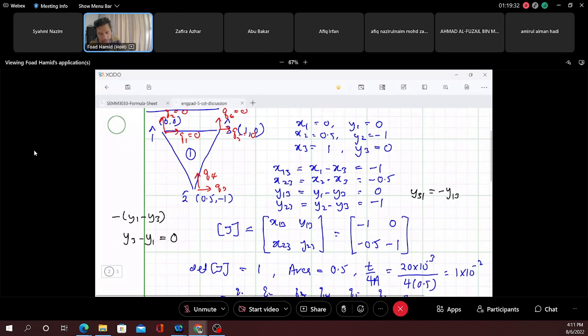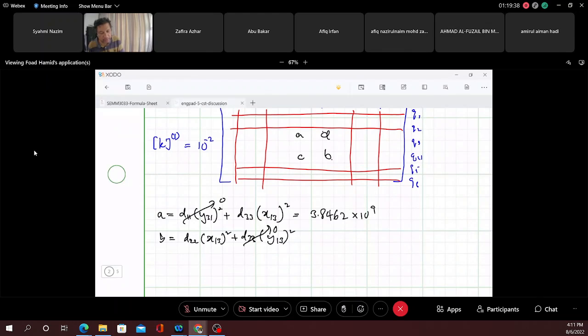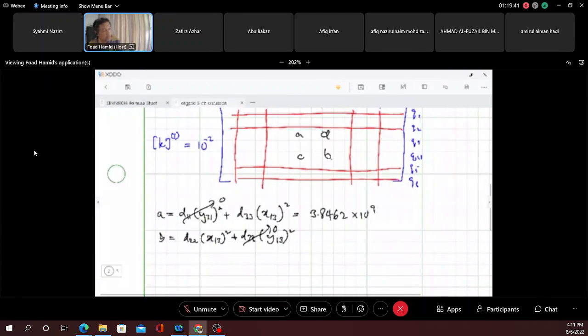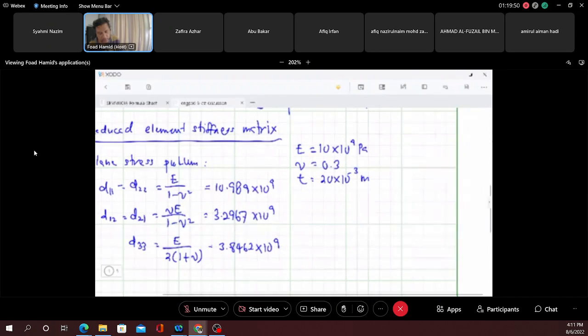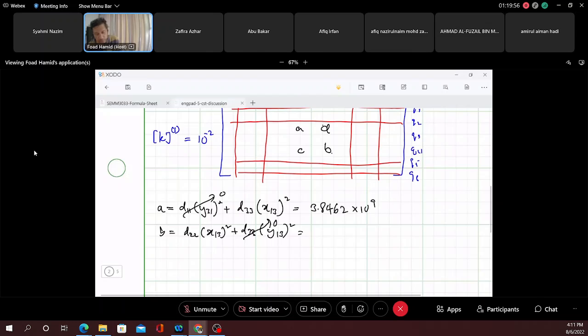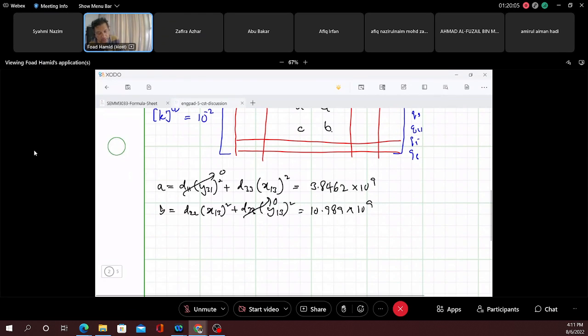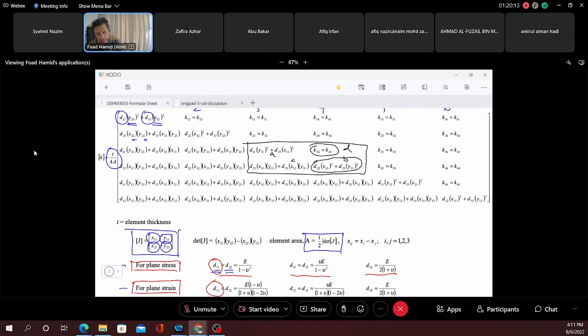D22. Okay, D22 and D11 are the same number. So we need to see what is the value here. So D22 is 10 point something, 10.989. Okay, so this is, if you do it correctly, 10.989 times 10 to the power of 9. Okay, so C, which is equal to D, is this formula.